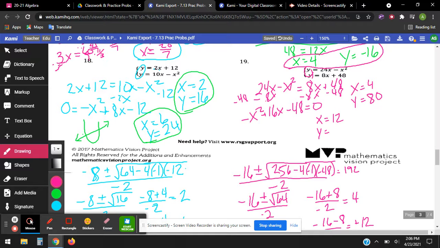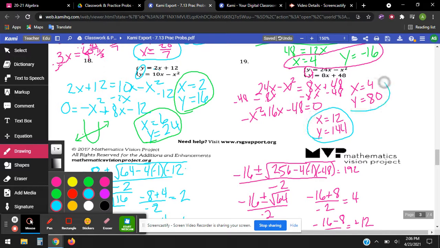12 times 8 is 96, plus 48 is 144. So these again are our two answers, because we've probably got a parabola going like this and then crossing through. So we get two answers.